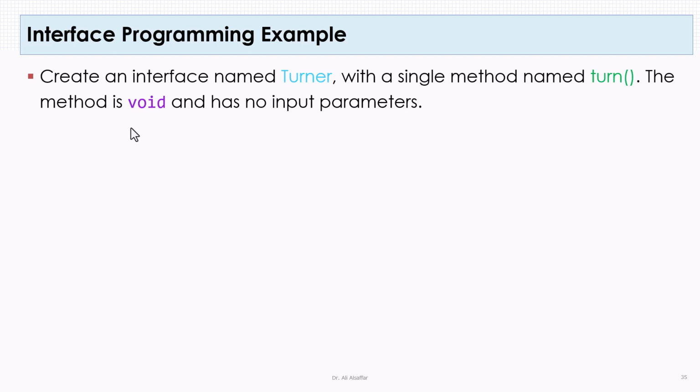In this programming example on interfaces, we want to create an interface named Turner with a single method named turn. The method is void and has no input parameters.